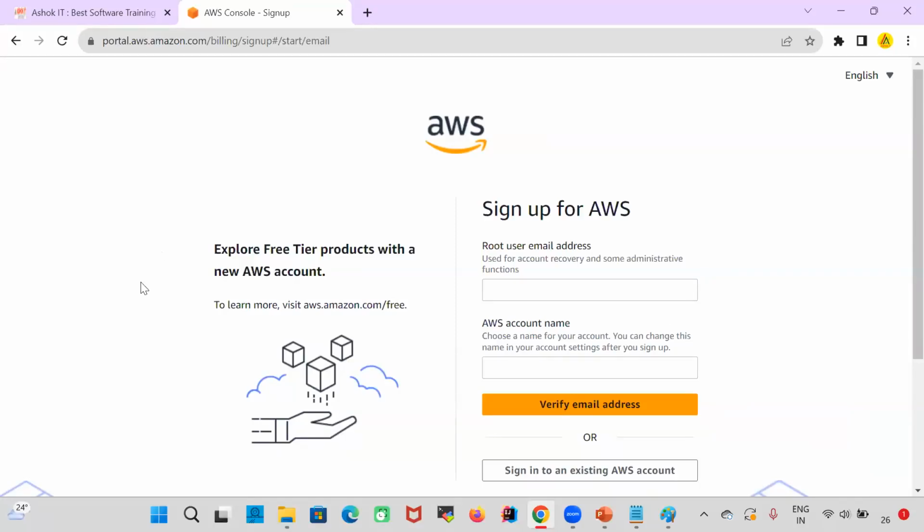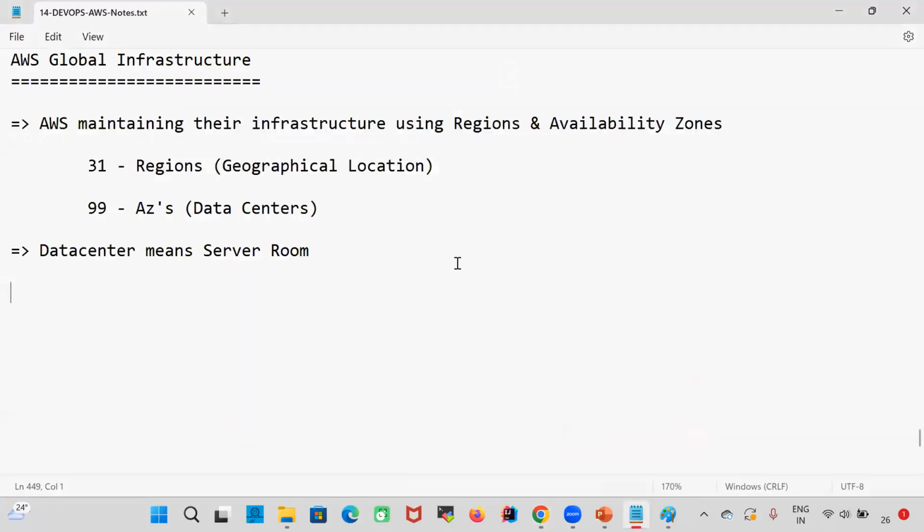AWS requires your credit card or debit card to create the account. The account is free of cost only. You no need to pay money to create the account. At the time of account creation, they will take your card information to verify your card. To verify your card, they will deduct 2 rupees from your card and they will return the 2 rupees back to your account. That means free of cost, we can create the account in the AWS.